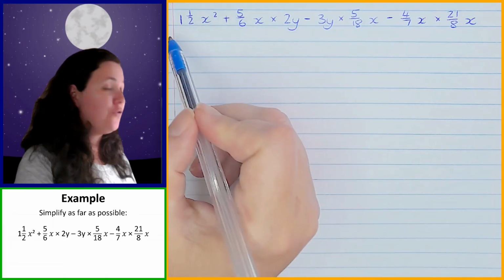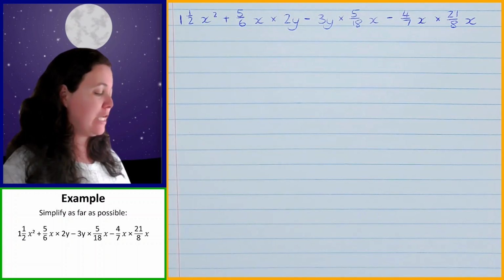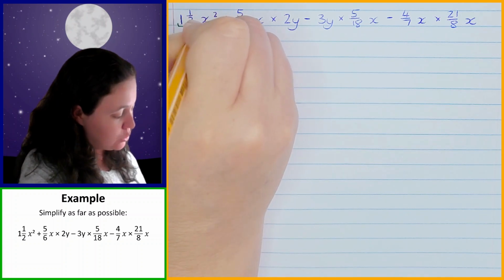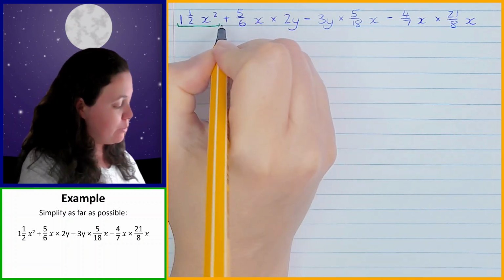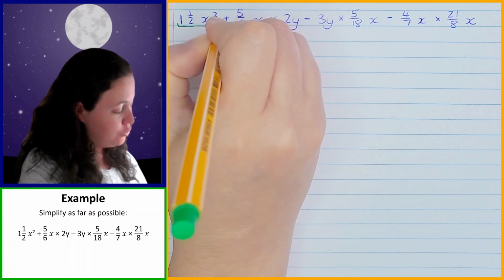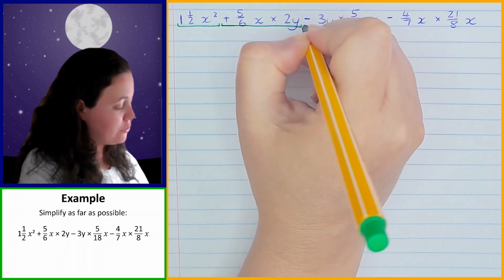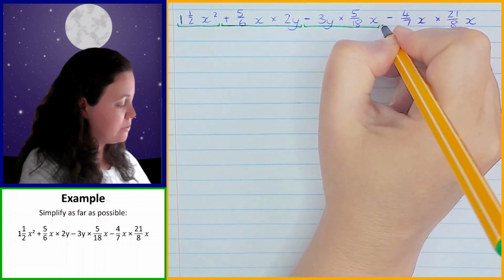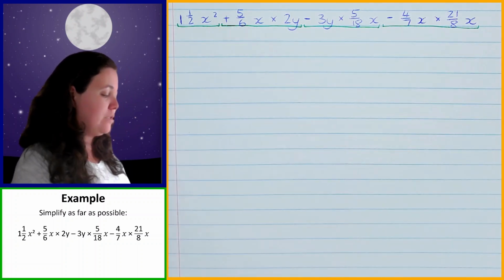Okay, so the first thing I'm going to do for this question is I'm going to identify where my terms are. Okay, so my first term is this over here. I've got 1.5x squared, and then I've got a plus. So that's the end of that first term. The second term is from the plus up to, but not including that minus over there. Okay, then the next term is from the minus up to just before the next minus, and then the last term is from the last minus over here to the end. So those are my 4 terms in this question.